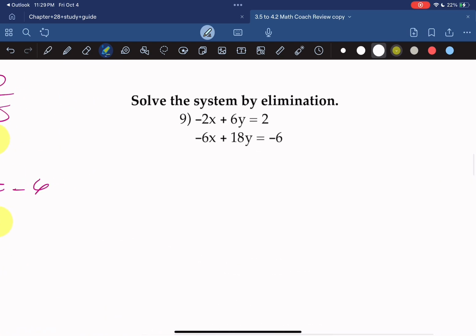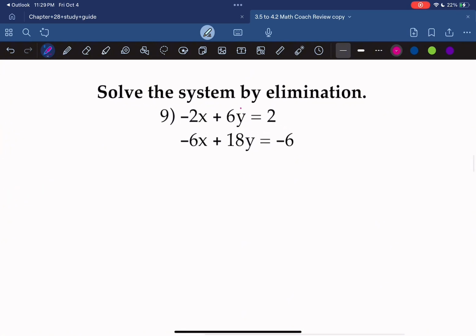Once again, solve the system by elimination. We can really do any of them, it's fine. We can try to eliminate any of them, but I'm just going to choose to eliminate x first. So we have a 6 and a 2. We can multiply these 2 by 3 in order to make it 6. But let's multiply everything by negative 3 so that we can have a positive 6 to cancel with the negative 6 on the bottom. Negative 2 times negative 3, 6x, minus 18y equals negative 6.